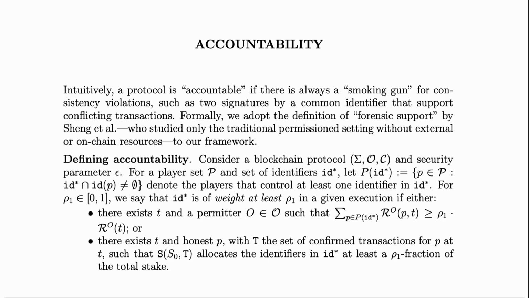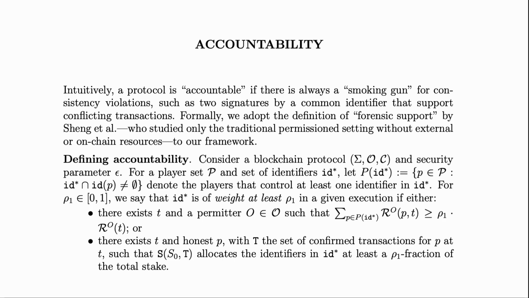One more formula: there exists T and some player in P, with T the set of confirmed transactions of that player at time slot T, such that the stake allocation function, given the set of transactions T, allocates the identifiers in ID star at least a rho 1 fraction of the total stake.